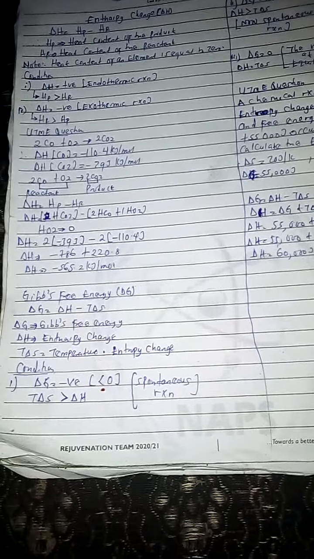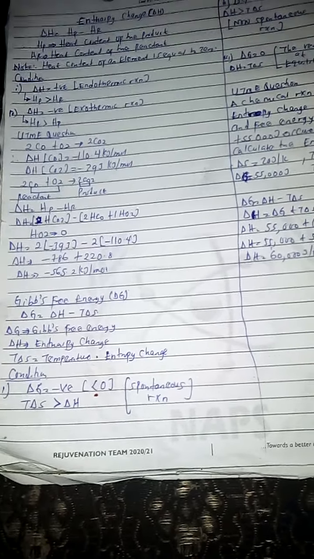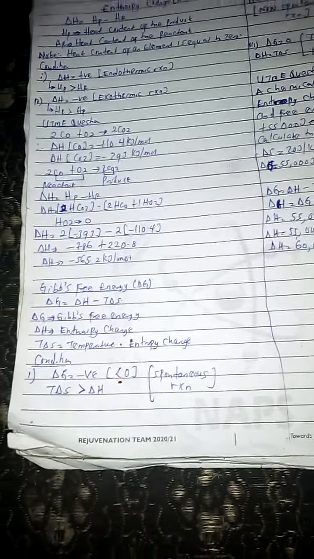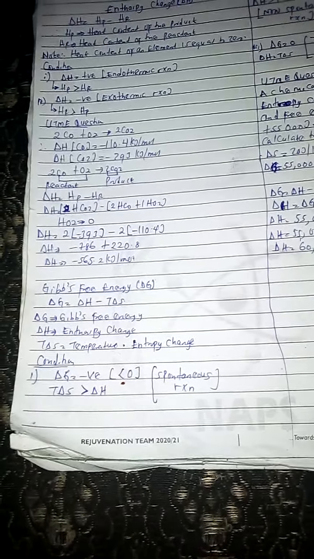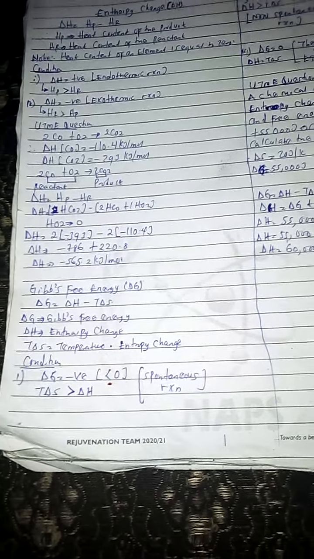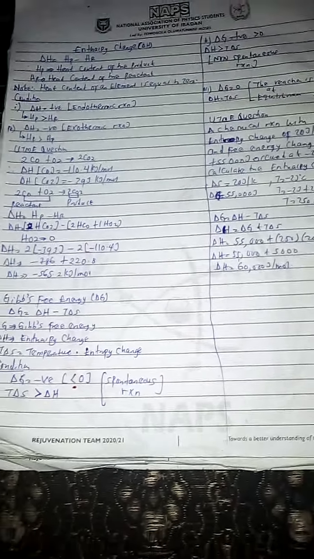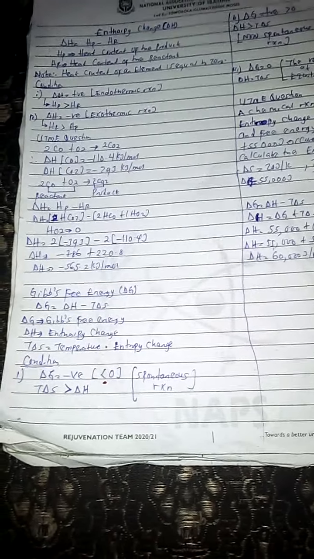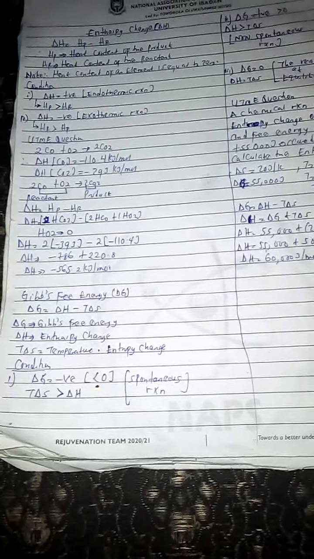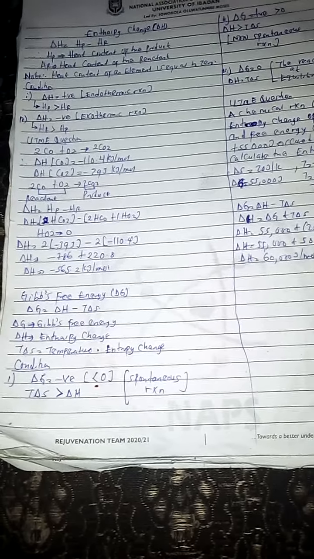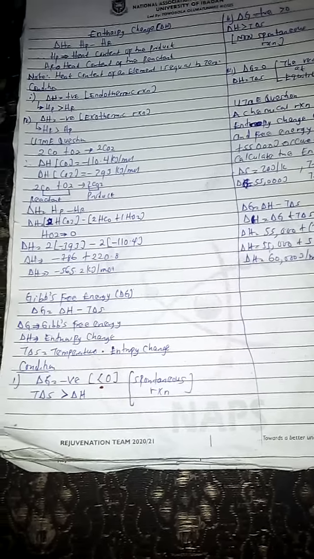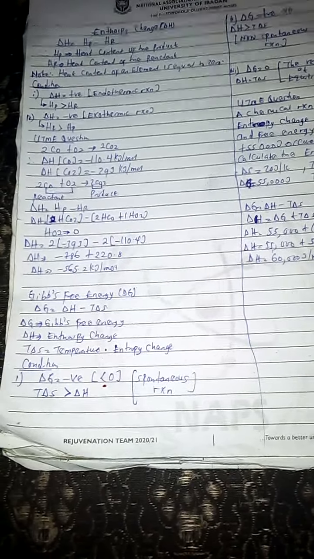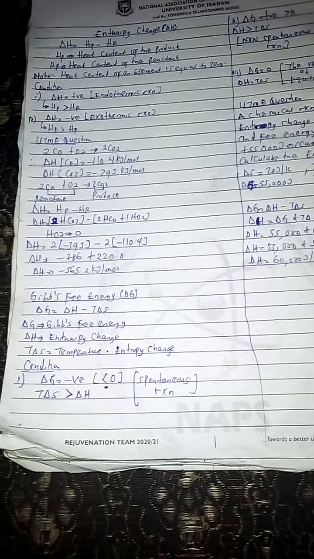So the next aspect is Gibbs free energy, and the symbol is change in G. So Gibbs free energy is equal to enthalpy change minus T change in entropy. So change in G represents the Gibbs free energy, change in H is the enthalpy change, and T change in S is temperature times entropy change.